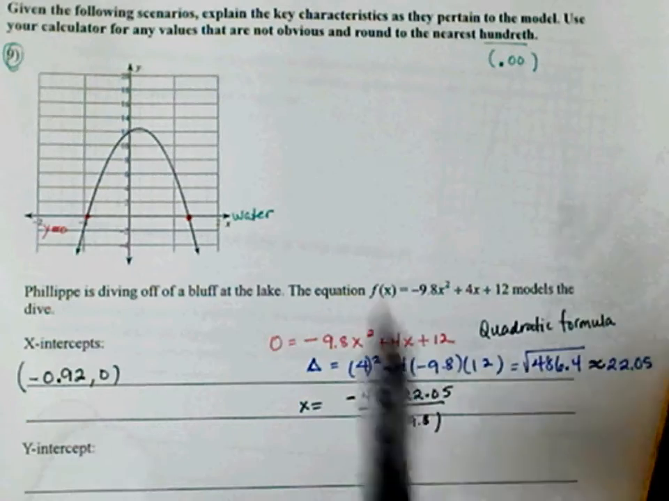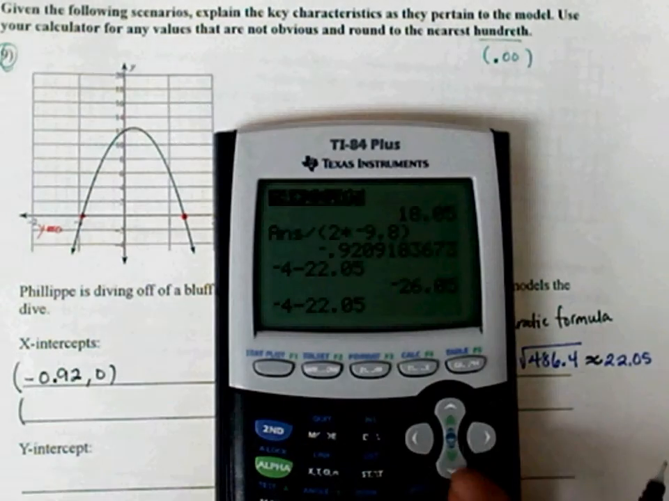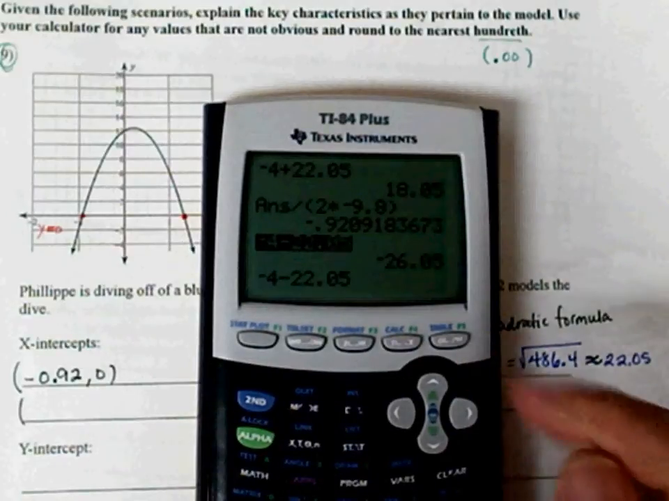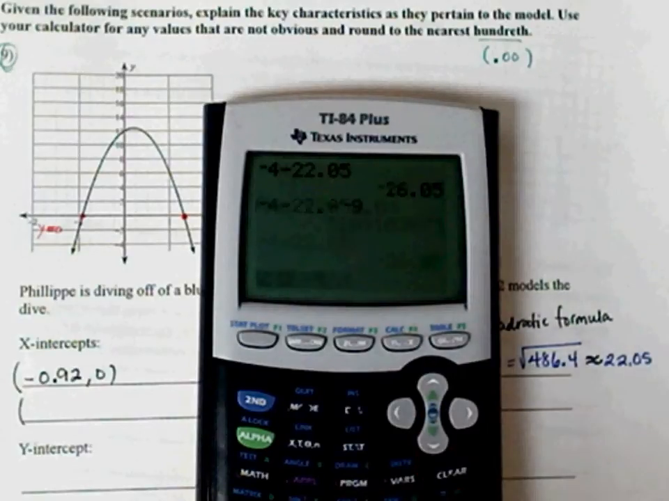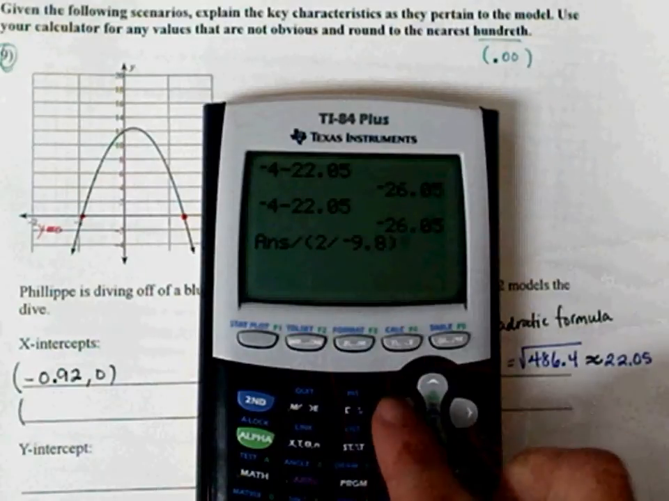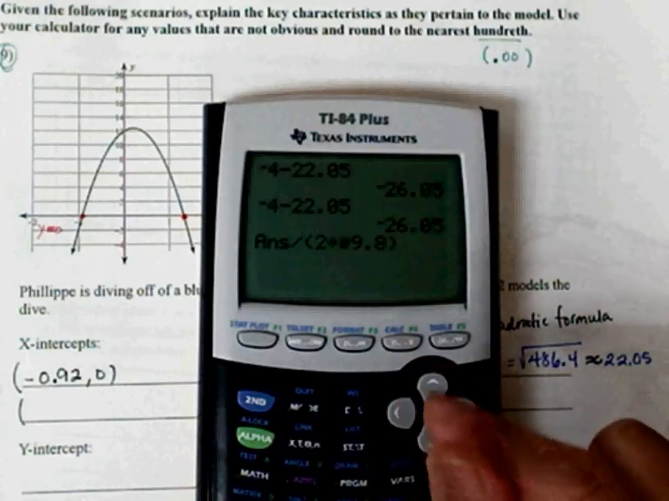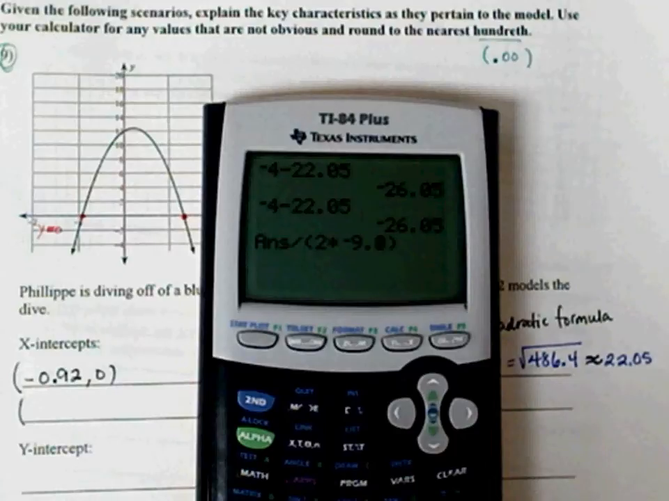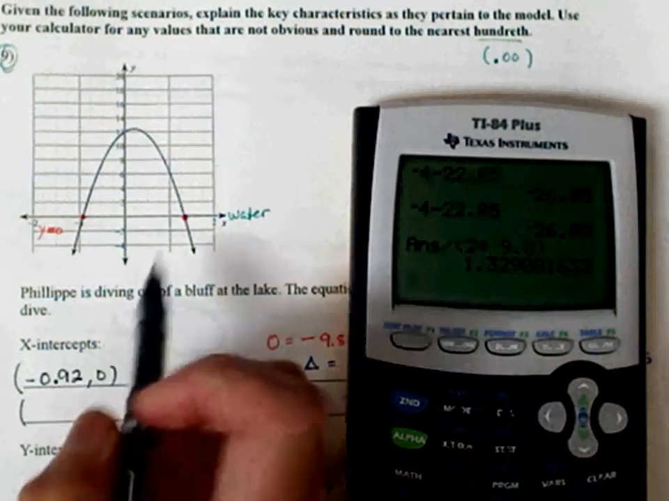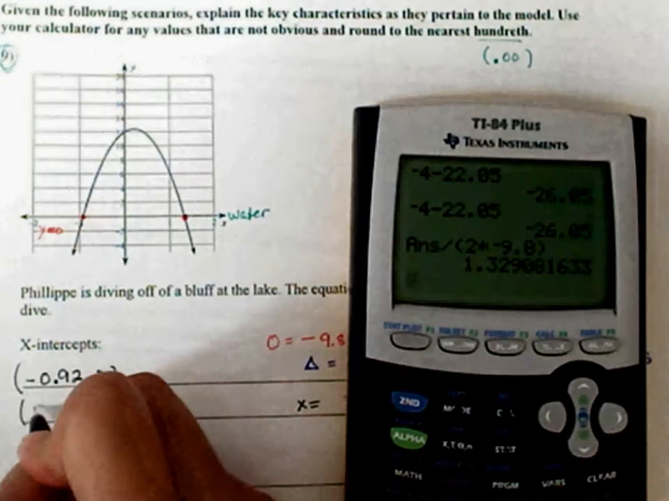This is the part where you show the work. The other x-intercept is negative 4 minus 22.05, which equals that, okay? Now I'm going to divide that by parentheses 2 times negative 9.8. I said multiply and I typed in division. You need to put these two grouped together, otherwise your math is not going to be correct. It will divide, then it will multiply, which is not correct. And now you hit enter, so the other one is at 1.33.